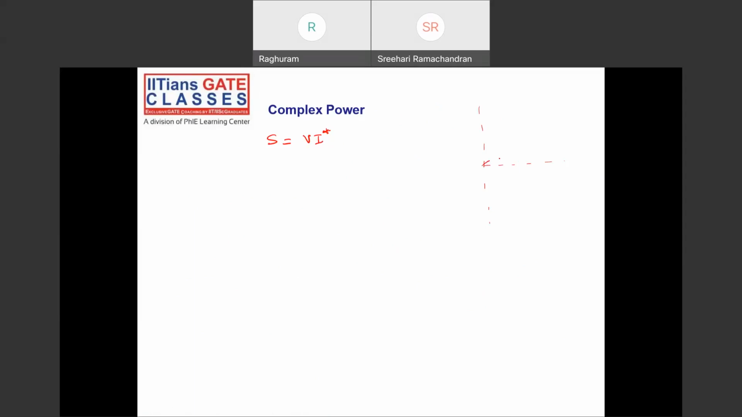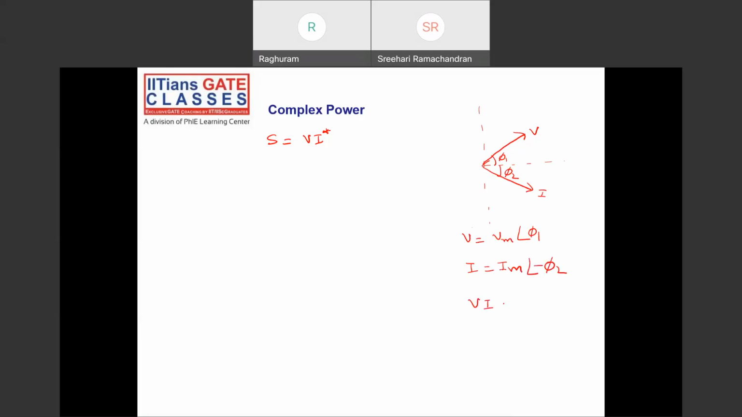Why? Because if I say this is my voltage and this is my current, and this is the angle phi 1 and phi 2, the power should be V into I. If we want to find V into I, I will write V is equal to some Vm at an angle phi 1, and I is equal to Im at an angle minus phi 2.